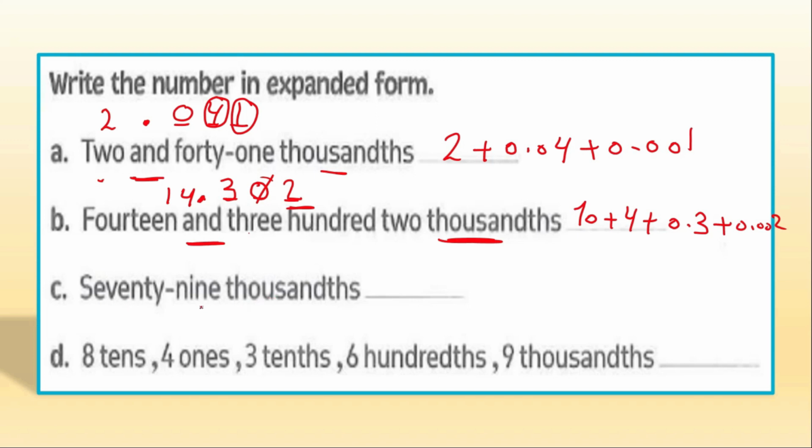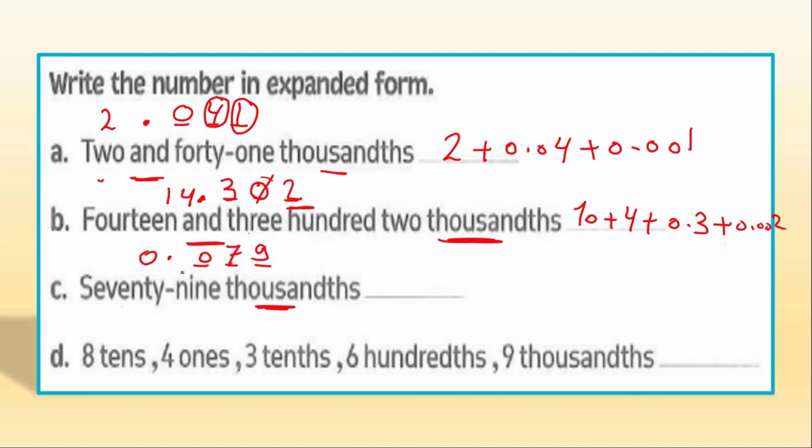Okay letter C، 79,000. خد بالك هنا decimal part only، decimal part مفيش whole. 79,000 it means 0 in whole point، thousands means 1 2 3، 79 يبقى تكتب 79 and 0 in tenths.